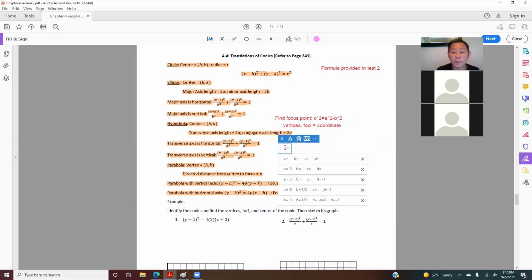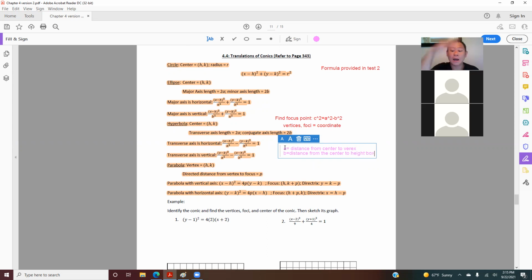So a in this case will be the distance from the center to the vertex. Okay. b in this case is the distance from the center to, we call it, the height of the box. That means the height of it. So a is on this side, b is on that side, and then c is the distance to the foci. This is not in your formula sheet, so make sure you know that.